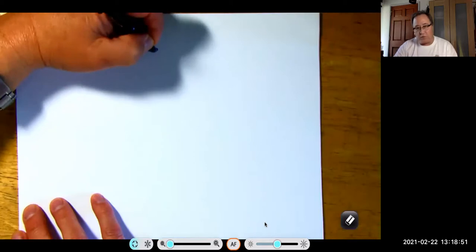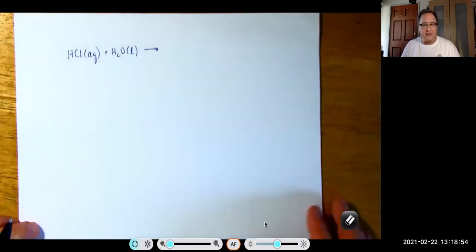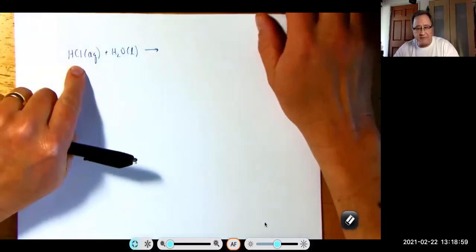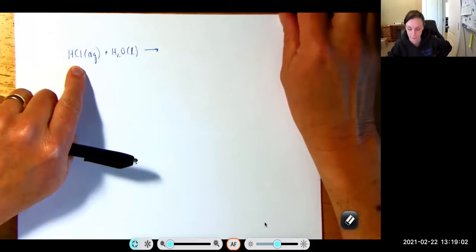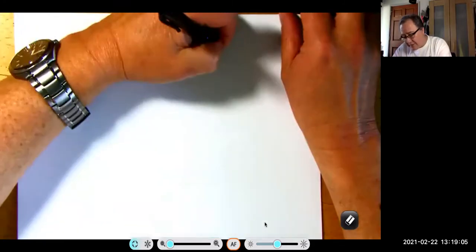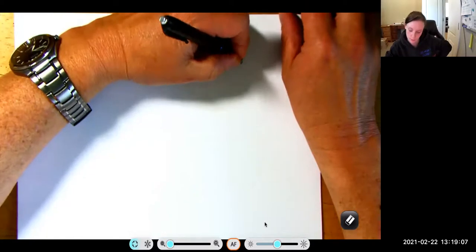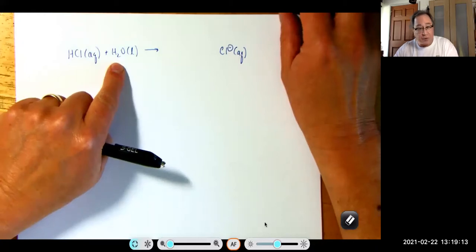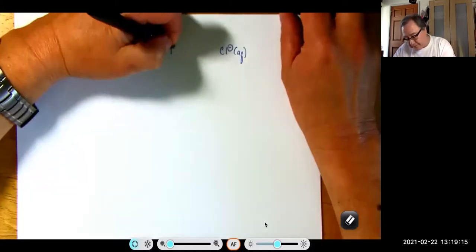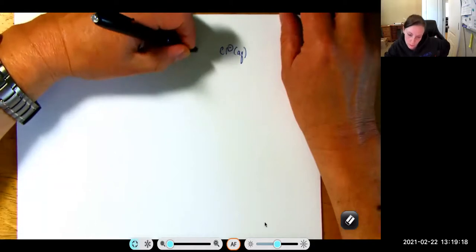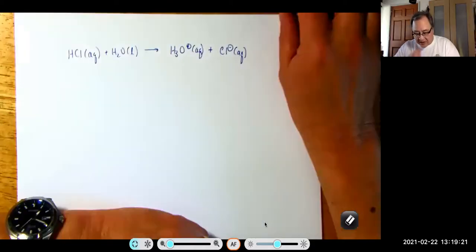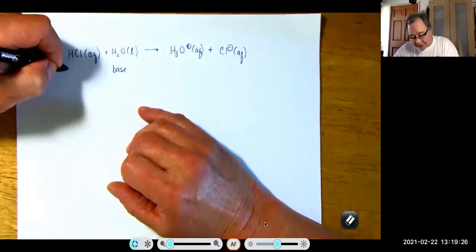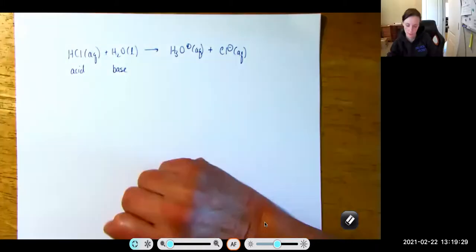Okay, can you see what I'm writing here? Great. So if this is an acid, it's going to be a proton donor, right? If it donates a proton, what does it become? Chloride ion. If water is the base and gets a proton, what happens to it? It becomes H3O, the hydronium ion. So this is water acting as a Brønsted-Lowry base with hydrochloric acid, which is an acid. Okay, got that one.